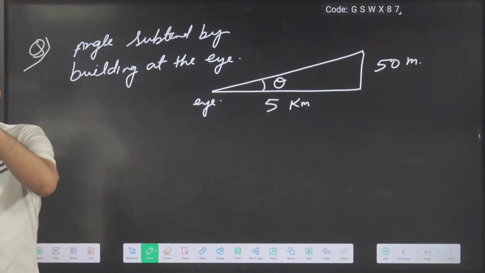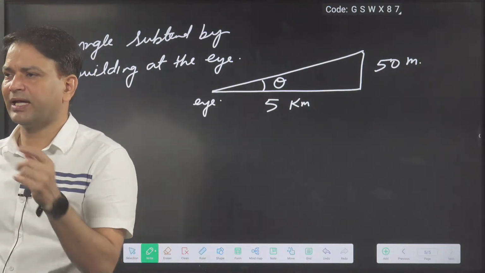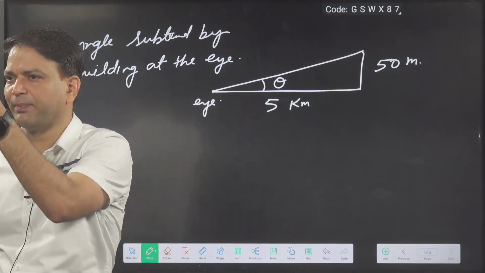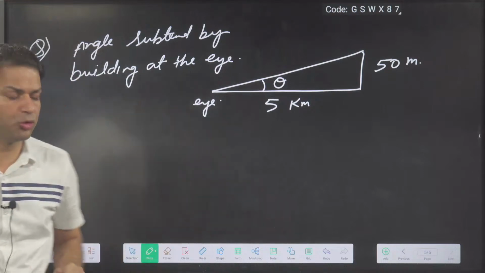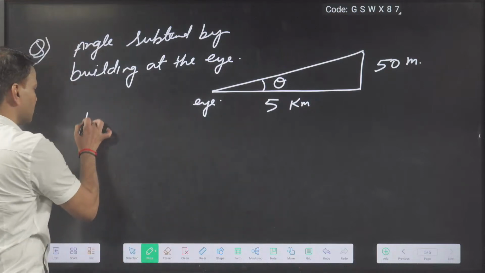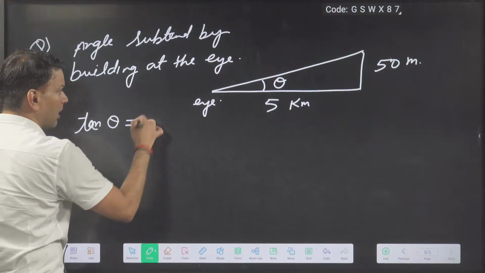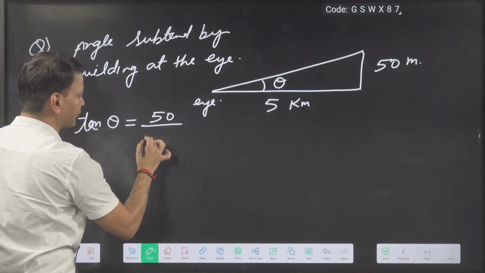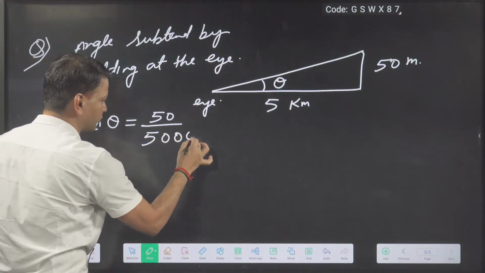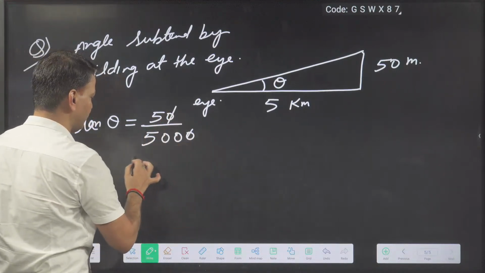From the triangle everybody can see, if I use tan theta, then I will get the angle, because I know the perpendicular, the opposite side, and the adjacent side. So using the formula of tan theta: opposite side, that is 50 meter, upon adjacent side, 5 kilometer. 5 kilometer means what? 5,000 meter. Meter cancels out, then the zeros cancel out. What did we get? 1 by.